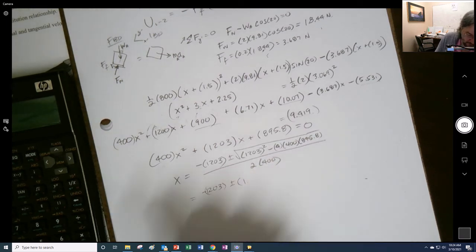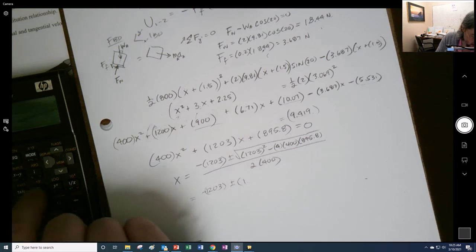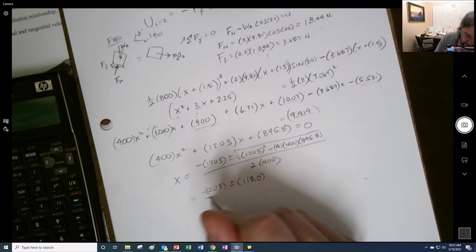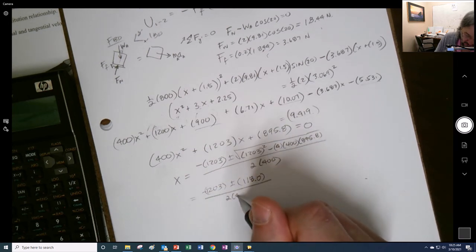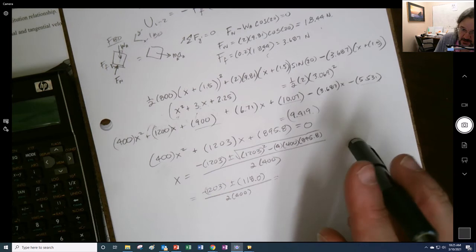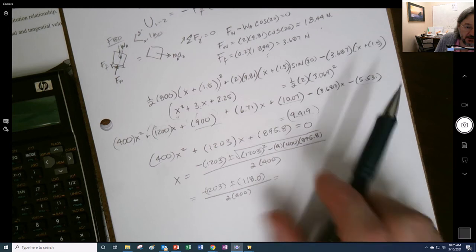What could it be? Let me check it again. 1203 squared. All right. 400 times 895.8 times, subtract it, take the square root, 118.0 divided by 2 and 400. This will always be a negative number no matter what. Can't be a negative number. So I messed something up somewhere. Where could it be? Pause.